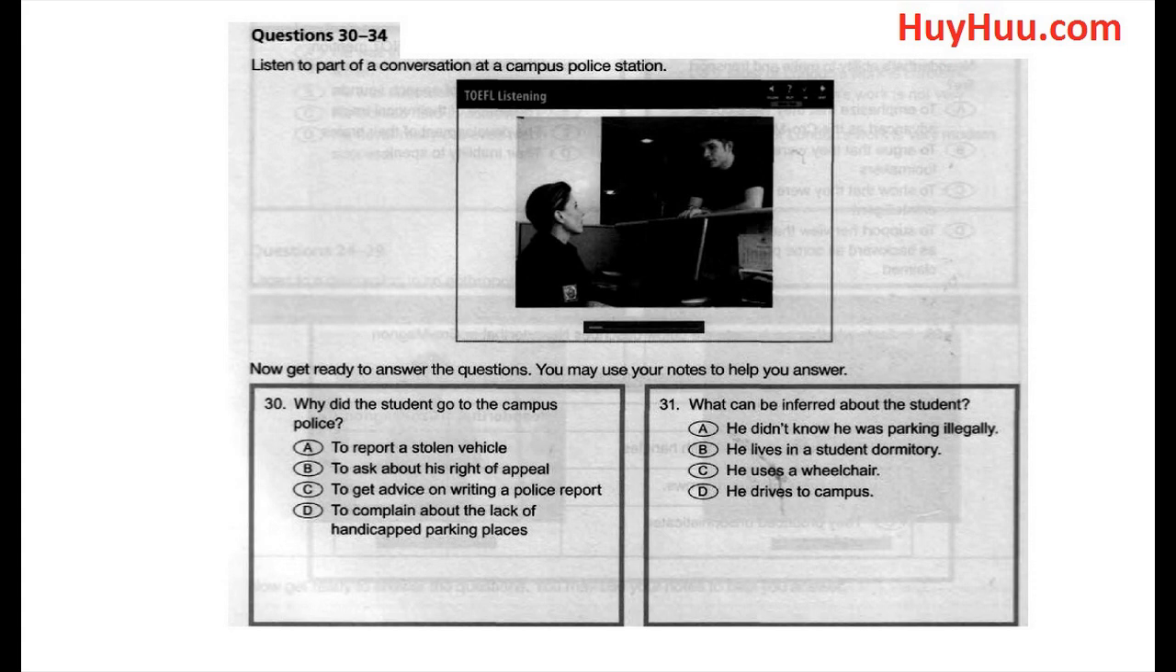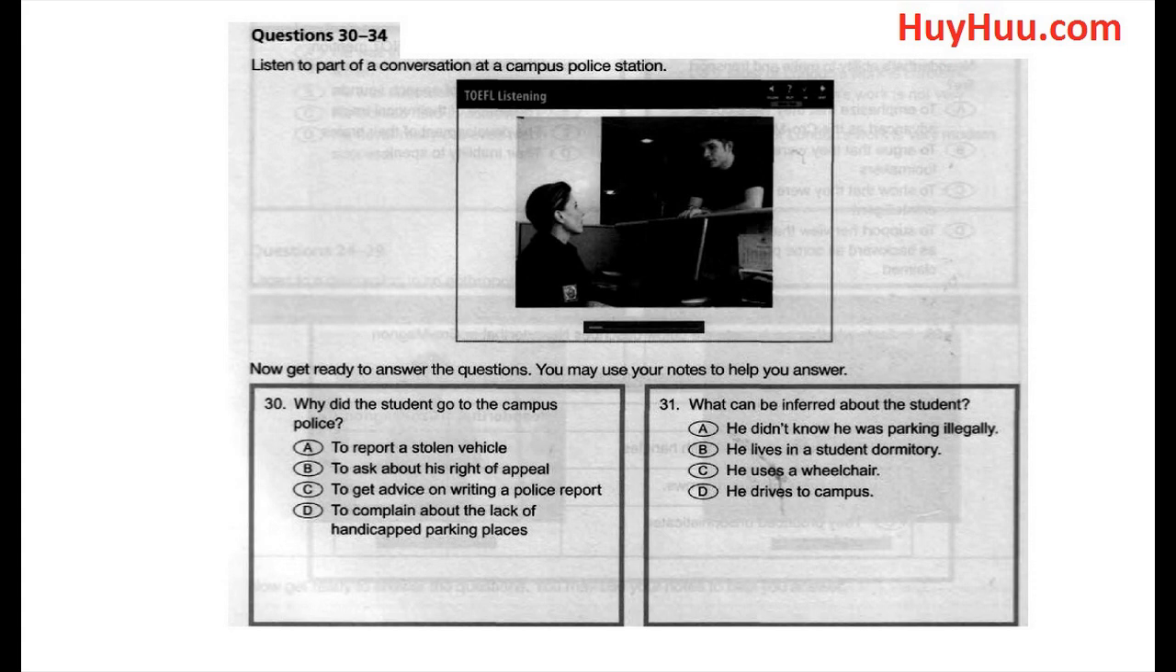Let me check our records. Ah, it appears your car was in a faculty-only zone. Yeah, I know, but the handicap parking spaces were all taken, and I had to find a place so I could get easy access to my classes. Uh-huh. But since you don't have a faculty parking sticker, your car was towed. I was hoping that because I had a handicap sticker, it would be okay.